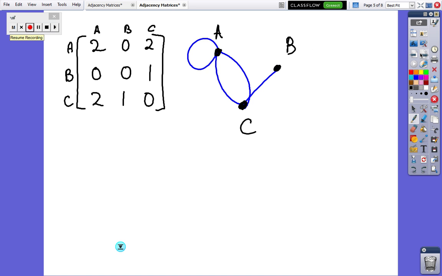Okay, so we're looking at the representation. Again, as I said, A to A is 2, so it must be a loop. So A must have a loop to itself. All the rest are pretty straightforward. Okay, let's have a look at the next slide.